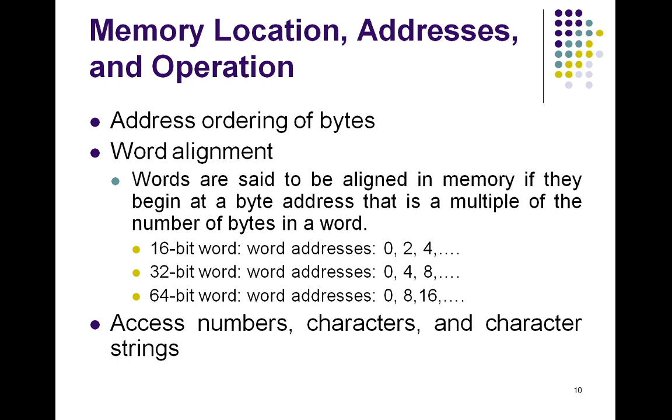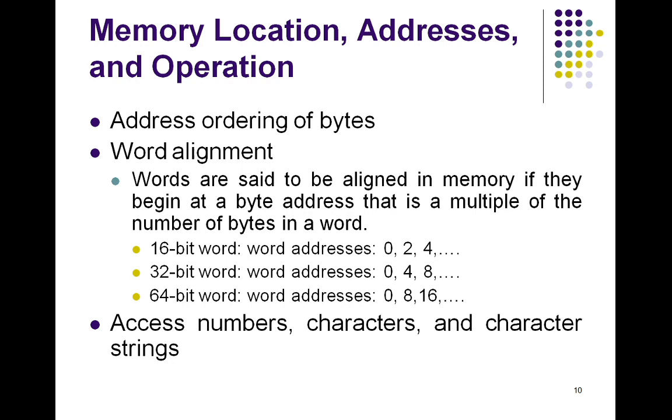So the next important concept is the word alignment. In case of the 32-bit word length, the natural word boundaries occur at the addresses 0, 4, 8 and so on, which we have already seen in the previous figures. That is, the word addresses will range from 0, 4, 8 and so on. We can say that the word locations have aligned addresses.